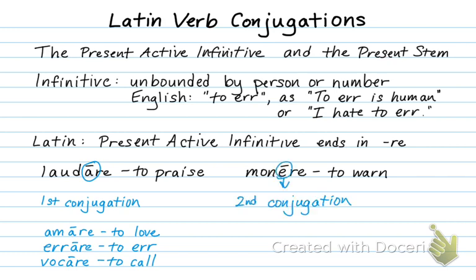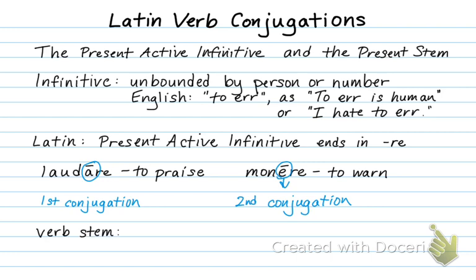The second conjugation is for verbs that end in long ere. Again, if you learn the patterns for monere, you can apply them to other verbs of the second conjugation. For example, terrere, to terrify, debere, to owe, and videre, to see.